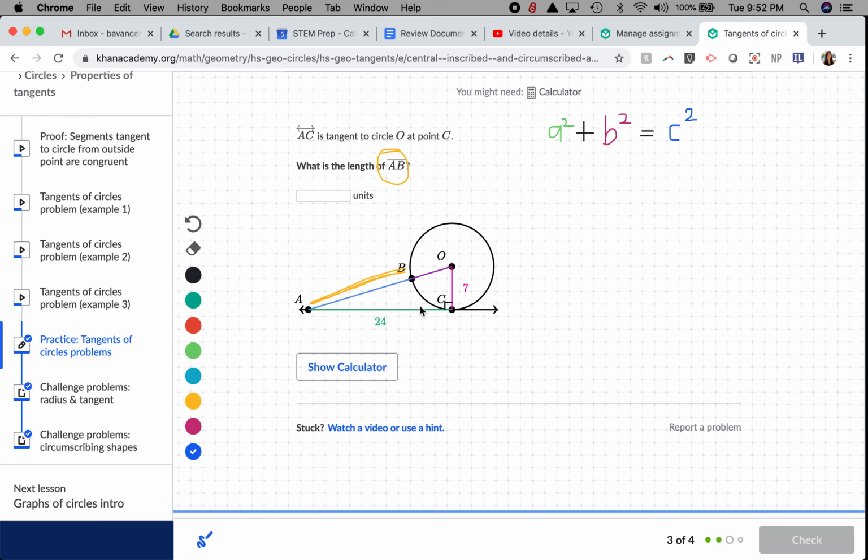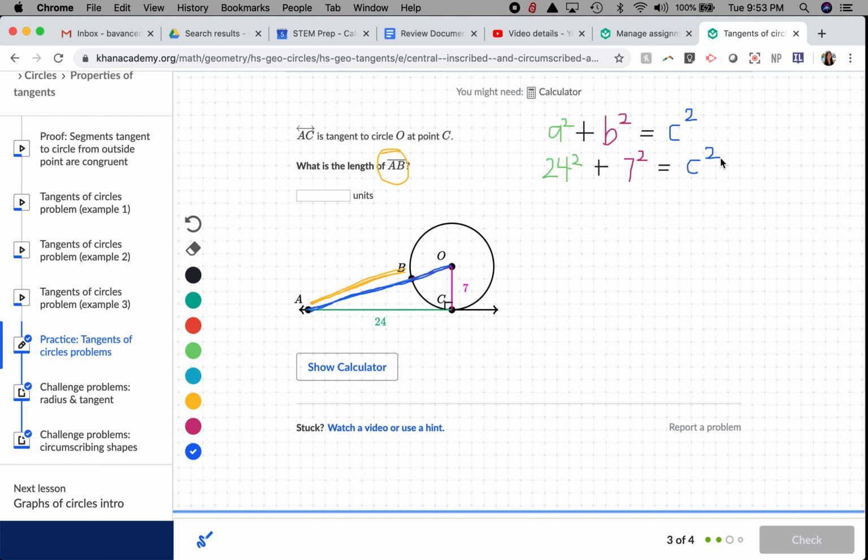Let's say that the base is A. So we're going to have 24 squared. Ooh, this is going to be a big number. Plus B is the other side, which in this case is the height. 7 squared. Oops. Let's make sure that we are consistent with our colors. Is equal to c squared, which is this whole hypotenuse, which right now we don't know what it is yet. So we're going to leave it as c squared.